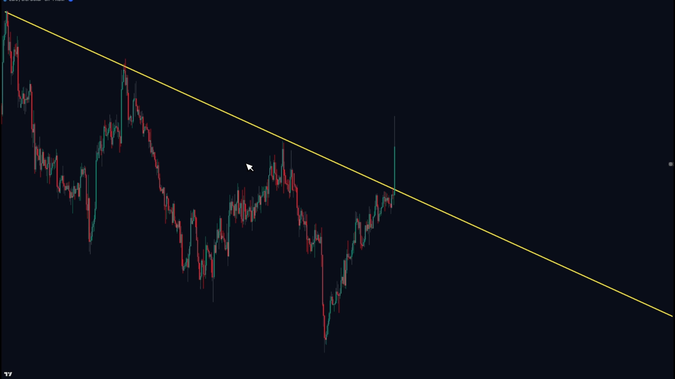Alright traders, now that we've mastered the trendline bounce strategy, let's switch gears and talk about something just as powerful, the trendline breakout strategy, a way to catch trend reversals early before the big moves happen. This is where we flip the script. Instead of trading with the trend, we're looking for when the trend is about to change.